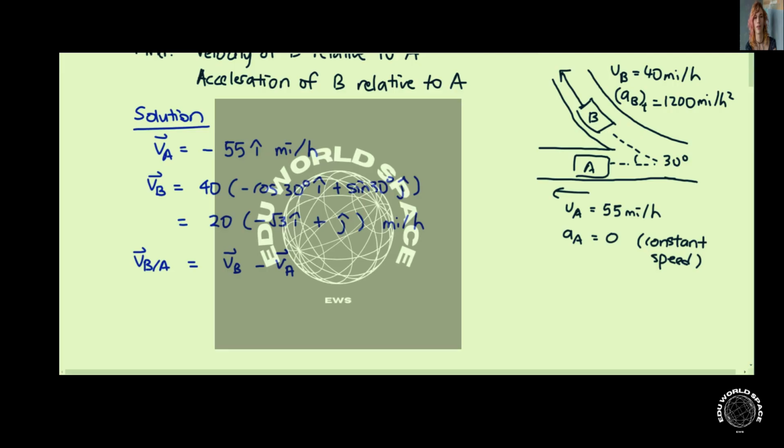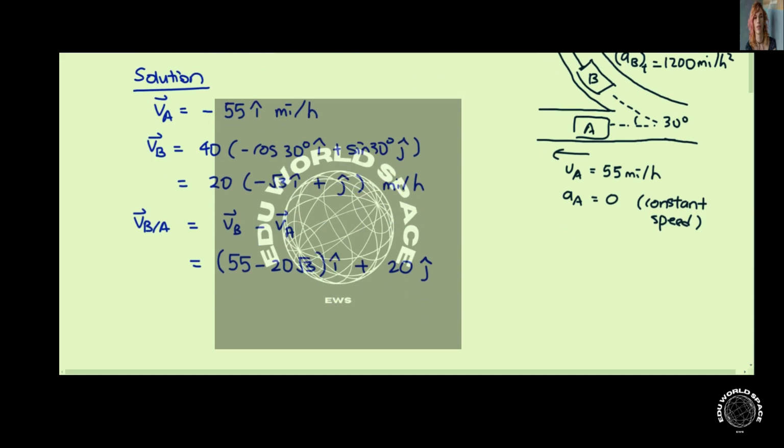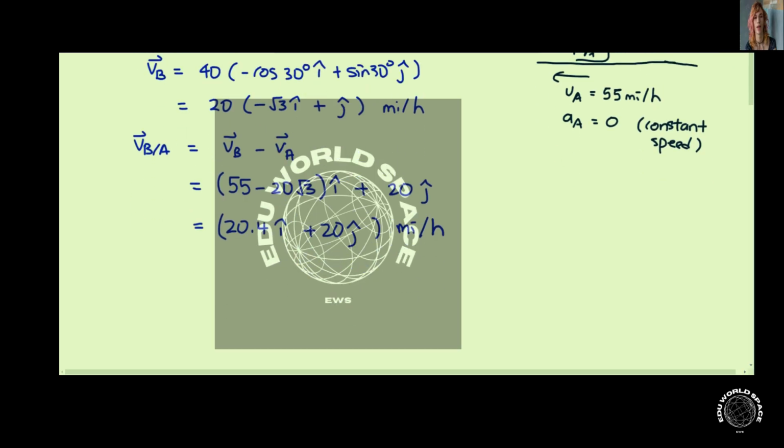Alright, so this is what you get. So we have 55 minus 20 root 3 i hat plus 20 j hat. Then if you calculate the numbers out, you get 20.4 i hat plus 20 j hat miles per hour. Okay, so you calculate the magnitude of the relative velocity.